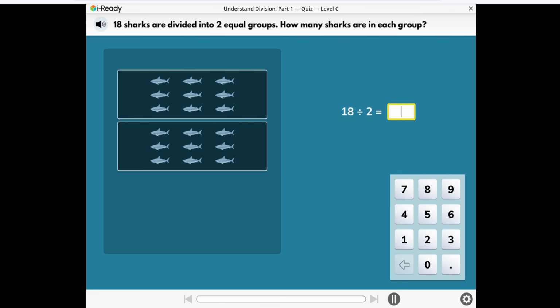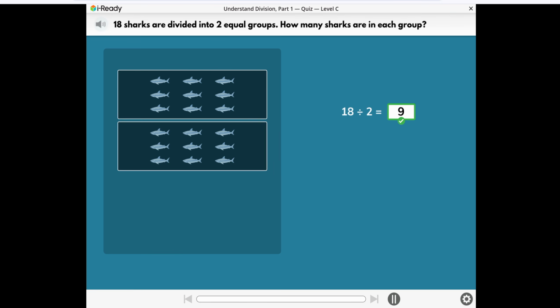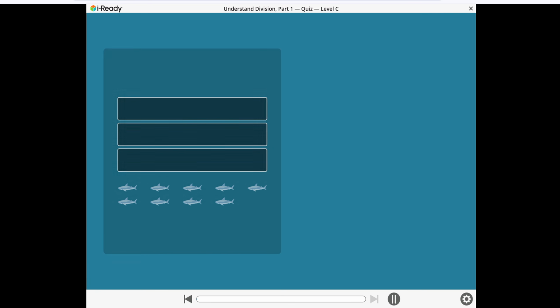So yeah, what's 8 divided by 2? 9. What's the answer? Can I click the answer? Yeah, you can click the answer. Do you think it's 9? It is 9. How do you know? Because there are 9 sharks, and they need to be divided completely, equally into 3 groups.